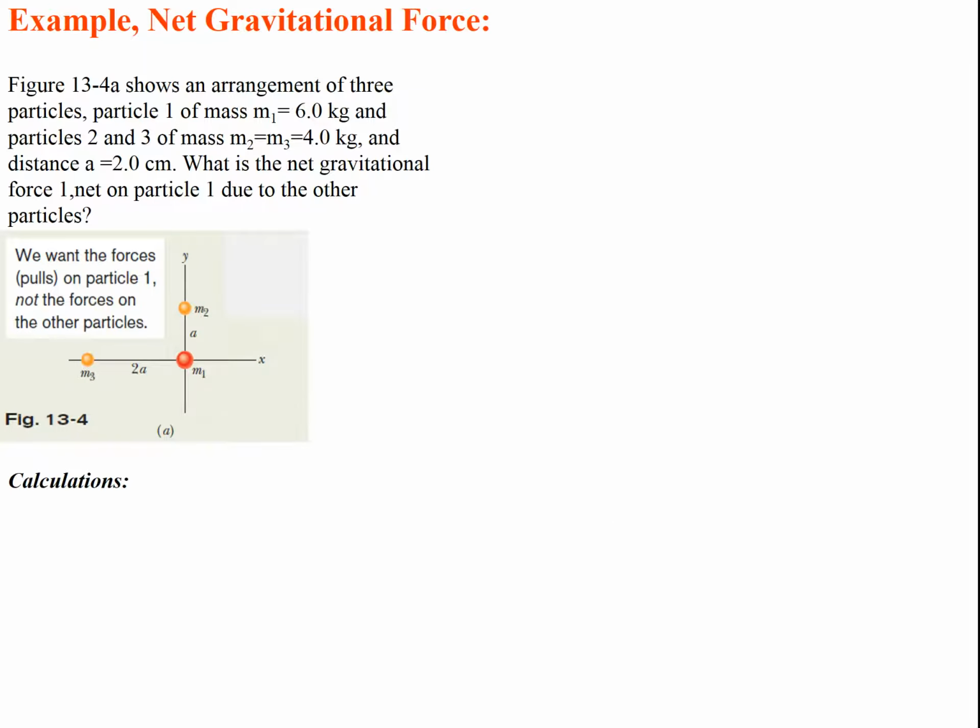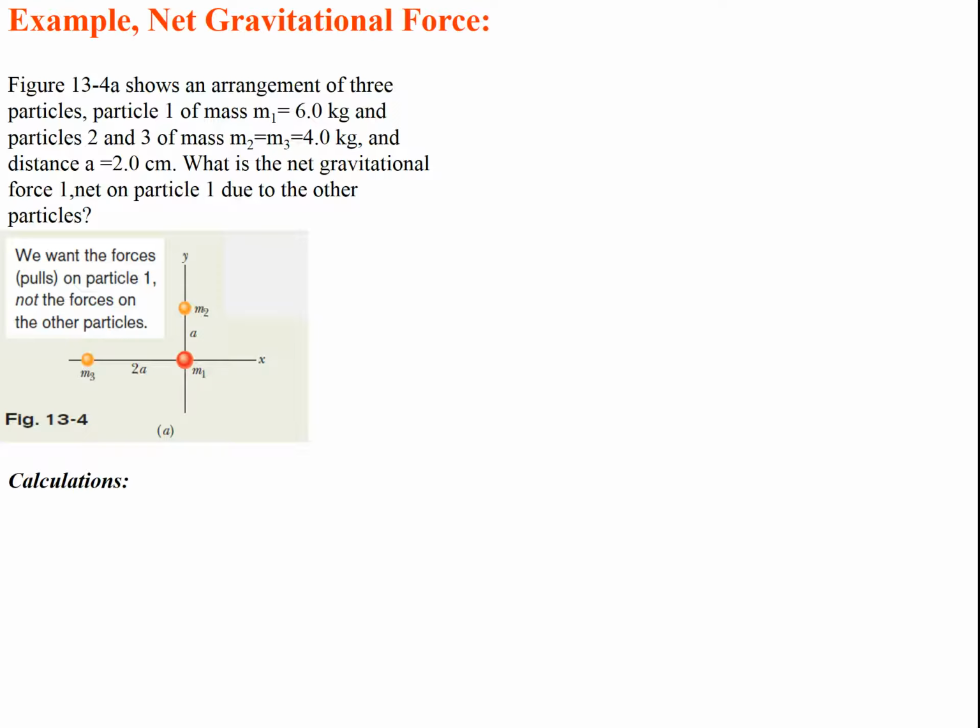All right, so let's do an example. The figure shows an arrangement of three particles, particle 1 of mass 6 kilograms, and particles 2 and 3 of mass 4 kilograms, and they're a distance of 2 centimeters away. What is the net gravitational force on particle 1 due to the other particles?